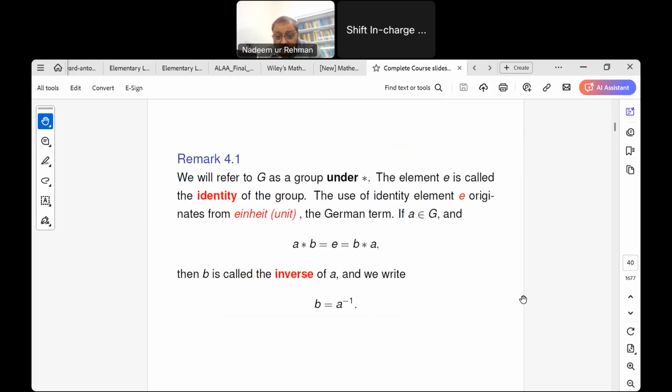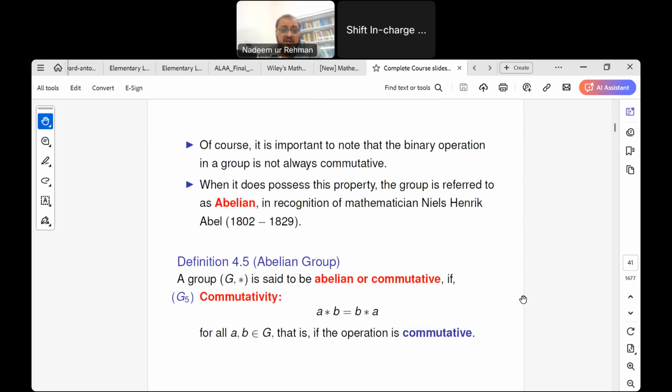Additionally, if this group also satisfies the commutativity condition, A composition B is the same as B composition A for all A, B elements of G, then we say that the group is a commutative group, or an abelian group. We call it abelian.